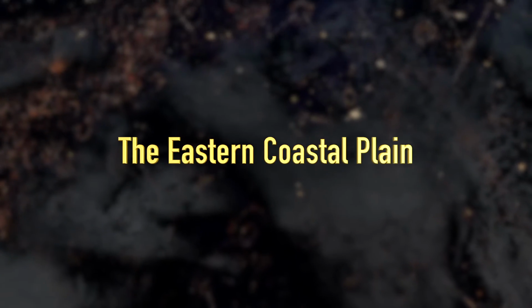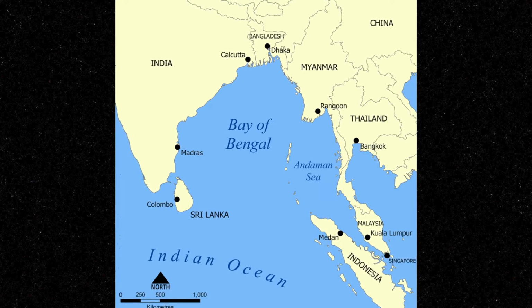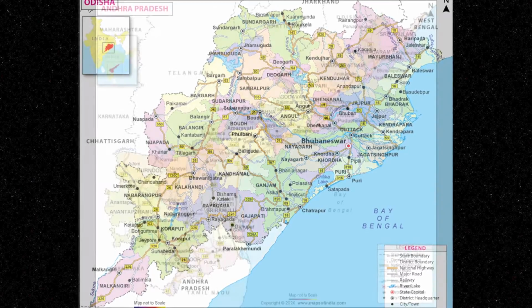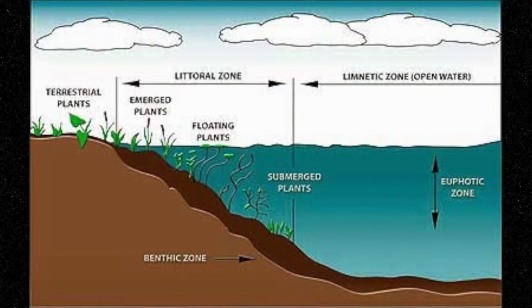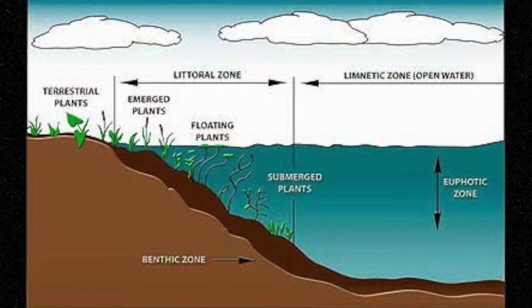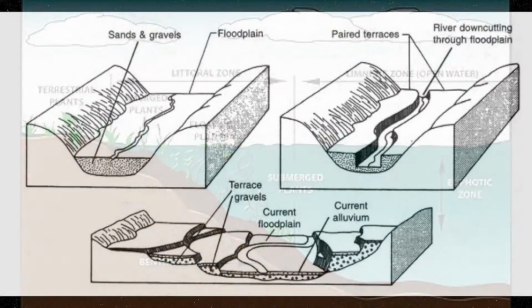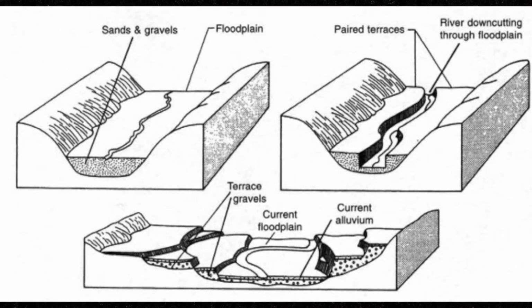Now let's look at the next feature, the eastern coastal plain. The eastern coastal plain lies between the Eastern Ghats and the Bay of Bengal and stretches along the coast of Odisha, Andhra Pradesh and Tamil Nadu. These plains are formed by the alluvial fillings of the littoral zone comprising some of the largest deltas of the world. The east coastal plains consist mainly of recent and tertiary alluvial deposits. These are gentle, monotonous plains rising gently westward to the foot of the Eastern Ghats.